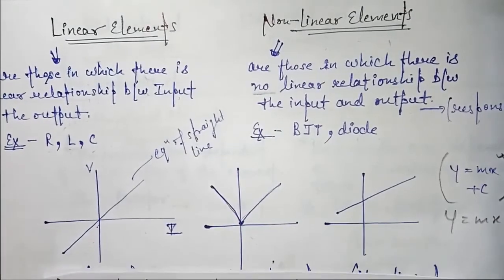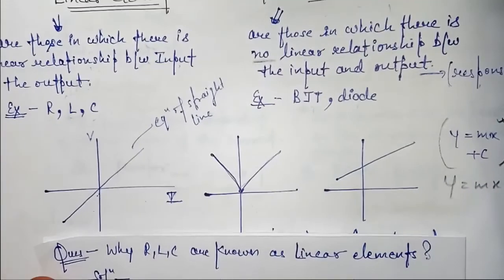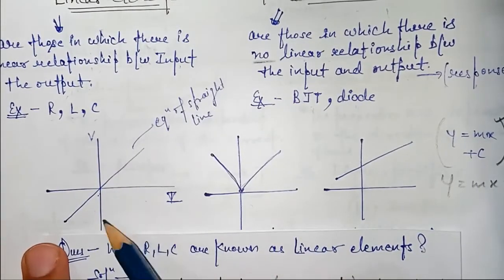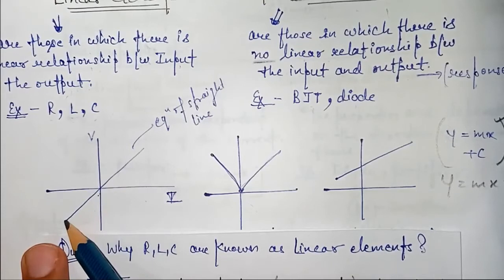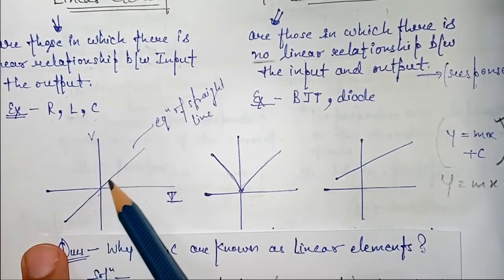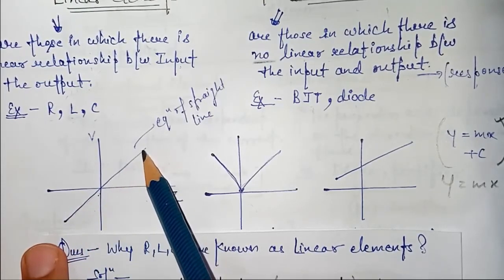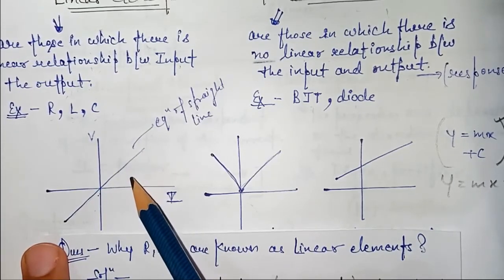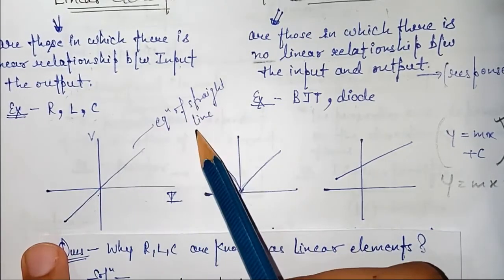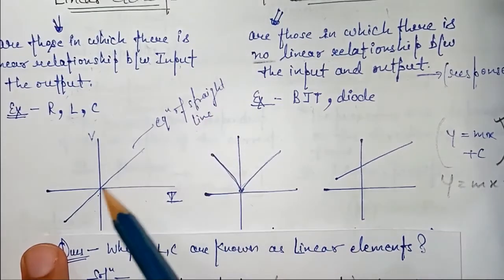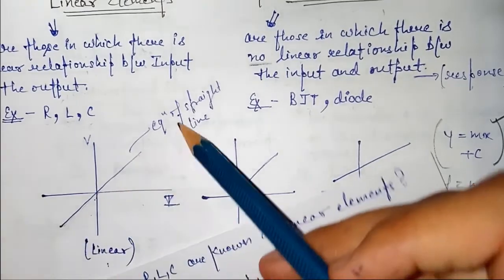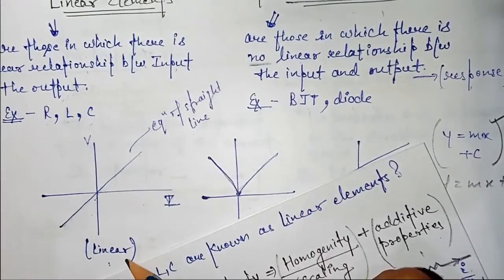Now let's take some graph questions. This is graph 1. Here, as you see, the line is passing through the origin. It means it is linear, because it obeys the equation of a straight line. It must pass through the origin. You see from the figure. That means it is a linear element.